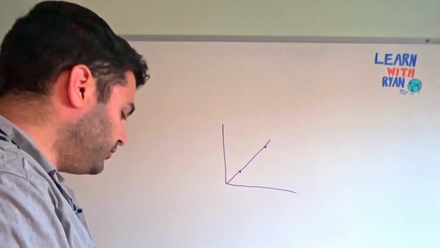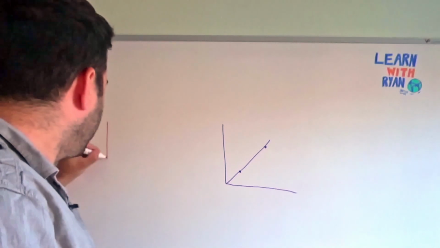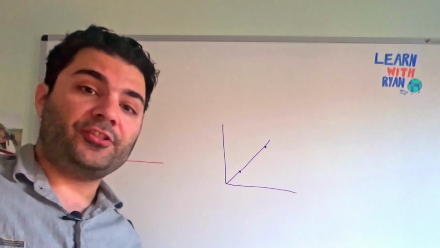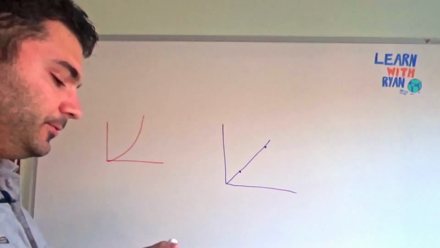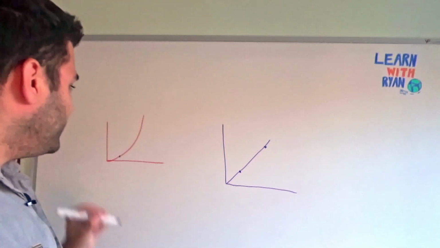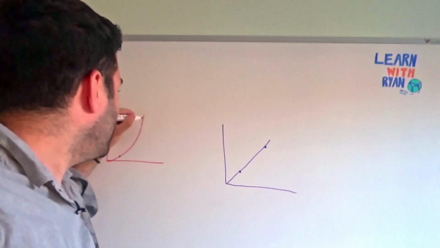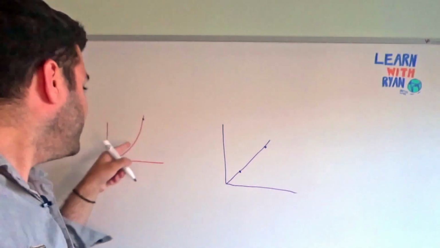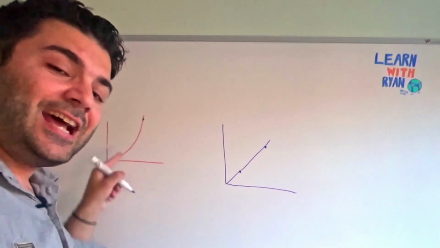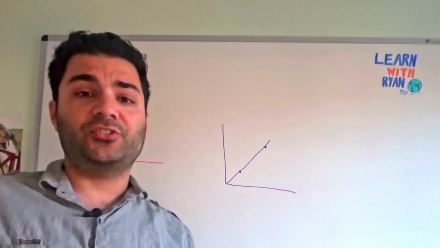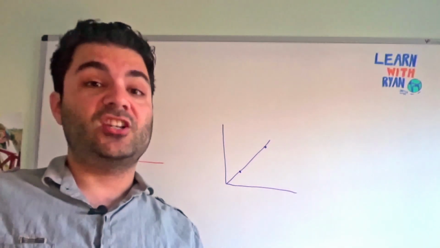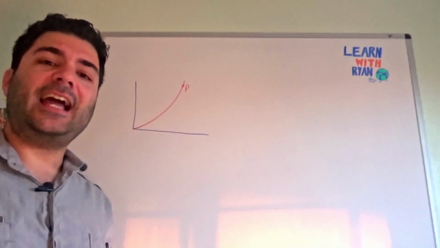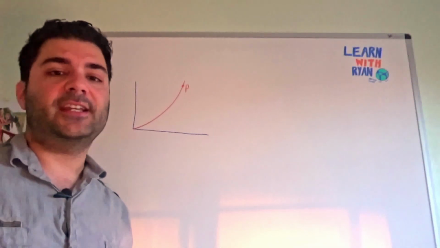So for example, I'm going to draw a curve. Okay, so the gradient is not the same throughout the curve. For example, the gradient here is not as steep as the gradient here. So the gradient at this point is going to be higher than the gradient at this point. And that's what differentiation is all about. It's about finding the gradient at a particular point on a curve. So let's see how we would work out the derivative of a particular function.